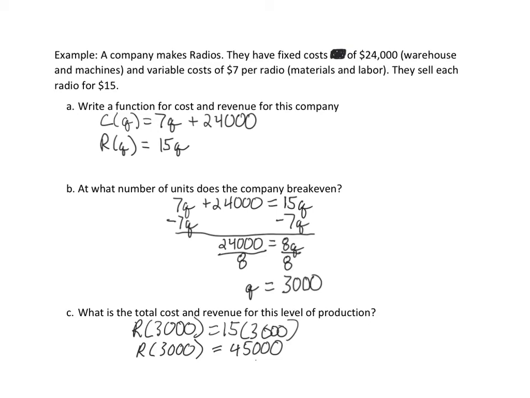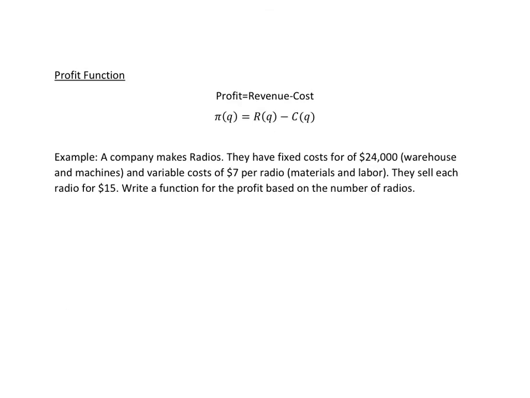But a company doesn't just want to break even, they want to turn a profit. So we're going to next consider the profit function. To determine a company's profit, we're going to take the revenue, the money that they bring in, and we're going to subtract the cost. Now you'll notice that I used pi of q. And this is a common notation in economics. And the reason that we use pi instead of p is just so that we can associate pi with profit and p with price.